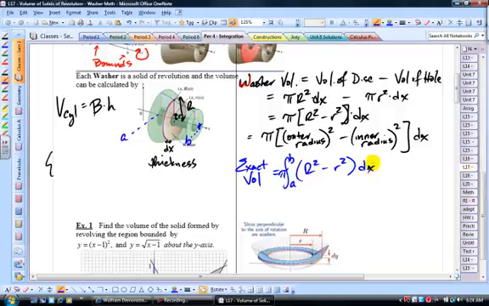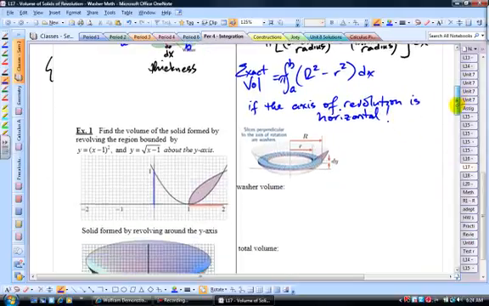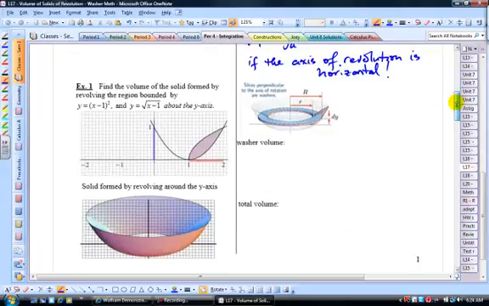Now this is if the axis of revolution is horizontal. If it's vertical, then we're going to integrate with respect to y. And I'll show you that in multiple examples. Alright, so let's get right into it and have a little bit of fun.